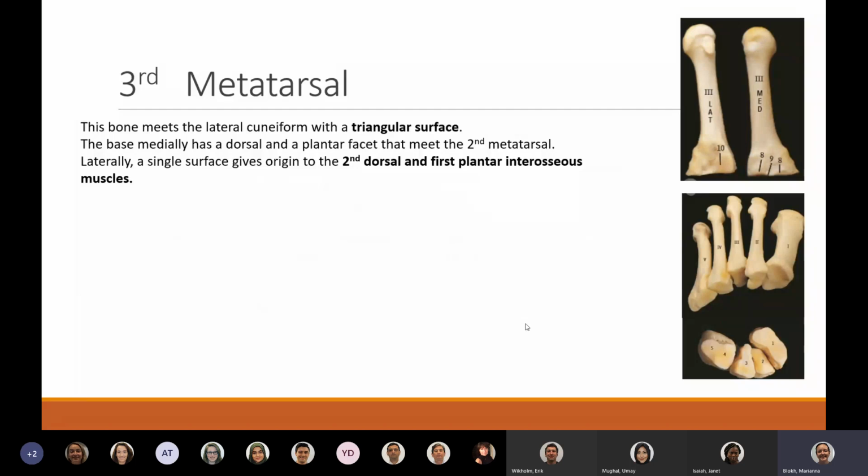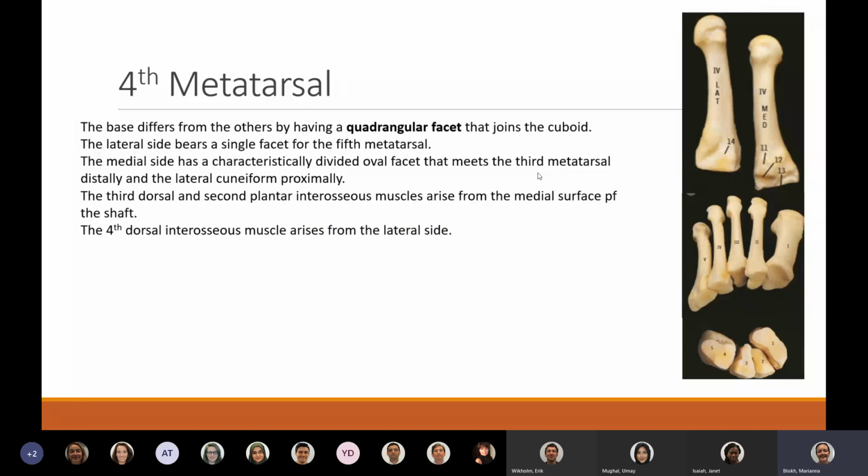Third metatarsal, triangular facet, again, same thing. What's to know about the third metatarsal is that, again, origin on the shaft of the second dorsal and first plantar interossei. That alone could confuse you, but they're simple questions to get right if you just understand the information. Fourth metatarsal, what differentiates it? It has more of a quadrangular facet for the cuboid. And basically, the third dorsal and the second plantar interosseous muscle arise from the medial surface of the shaft, and the fourth dorsal interossei arises from the lateral side. That alone gets people confused.